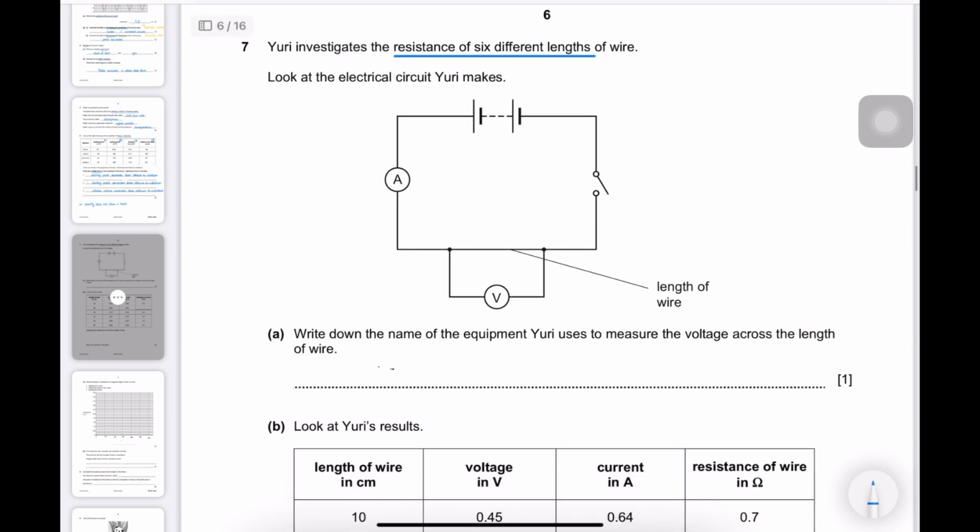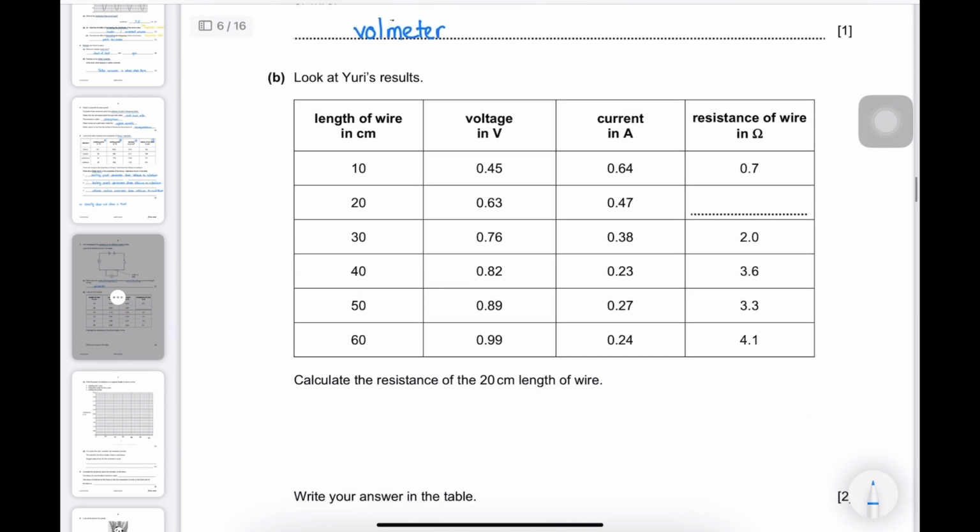Question 7. In this question, Yuri investigates how the resistance of a wire changes with its length. A. Name the equipment to measure voltage. To measure voltage across the wire, we use a voltmeter.